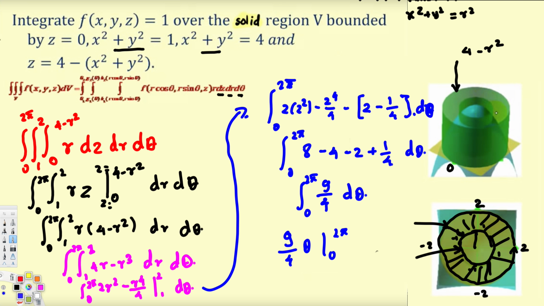So finally we will end up with 9 over 4 multiplied by 2 pi minus 0. And when we multiply this one by 2 pi, this is going to turn into 9 over 2 pi. And when we multiply by 0, that's going to be just 0. So if we subtract 0, it's not going to change anything. So the final answer for this question is going to be 9 over 2 pi. And that's going to be the triple integral for this function.